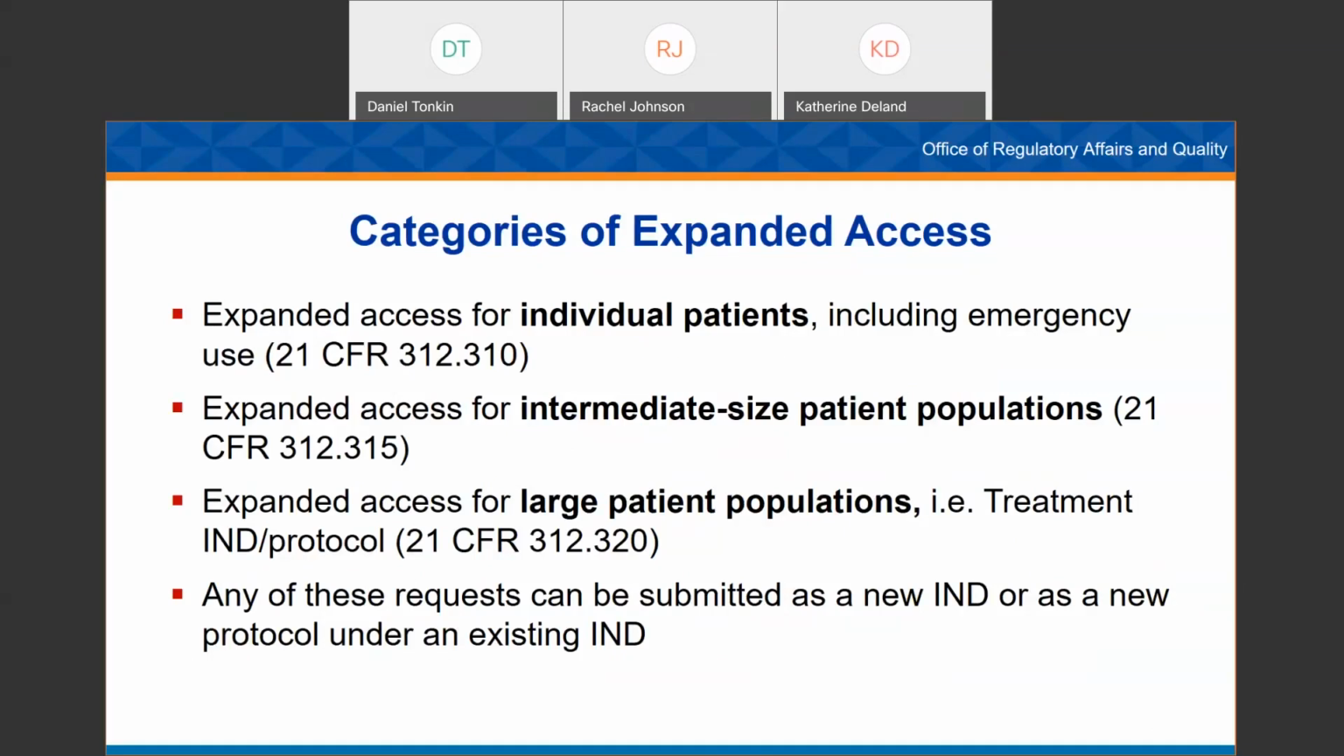With this type of expanded access, it may be relevant if the sponsor is actively pursuing marketing approval of the drug for that particular use. So in this case, there should already be sufficient clinical evidence of safety and effectiveness of the drug. And this kind of expanded access would basically be acting as a bridge between the end of your clinical studies for the drug and the marketing approval, where it can be readily available to patients. Any of these requests can be submitted as either a new IND to the FDA or as a protocol under an existing IND.